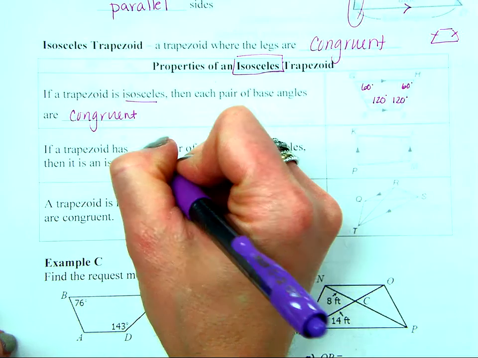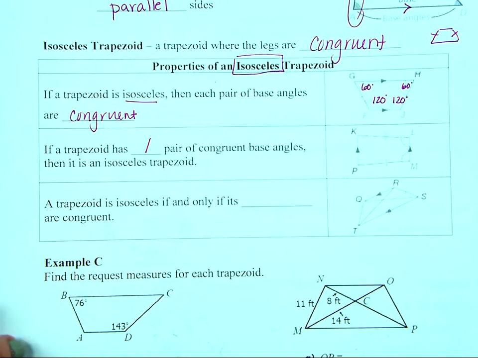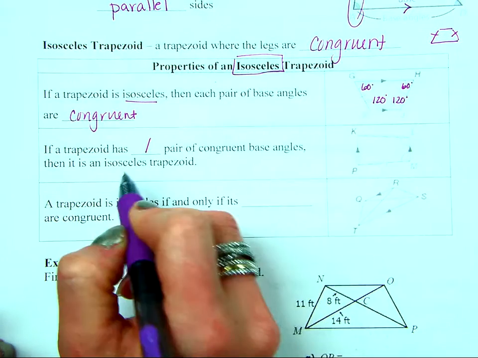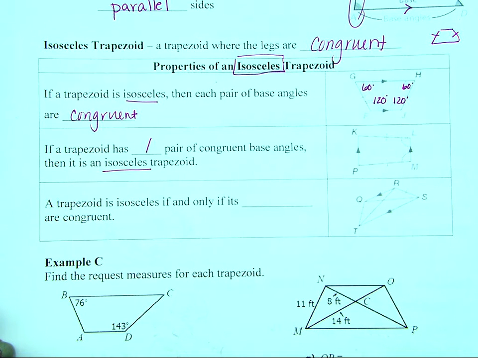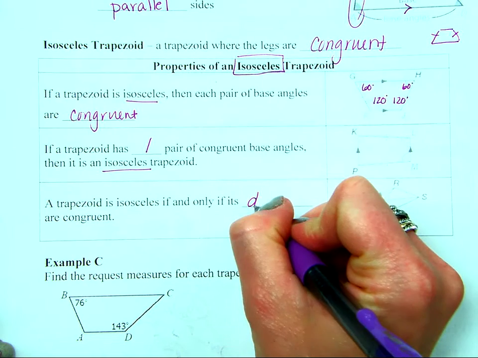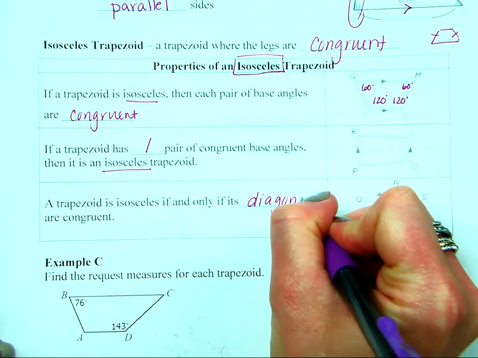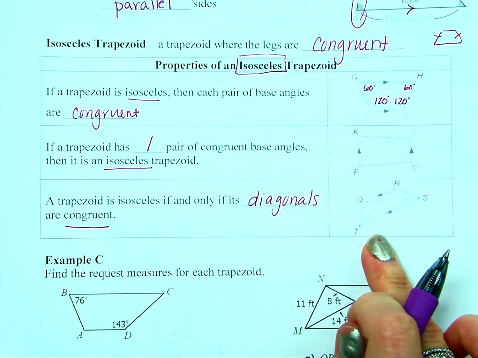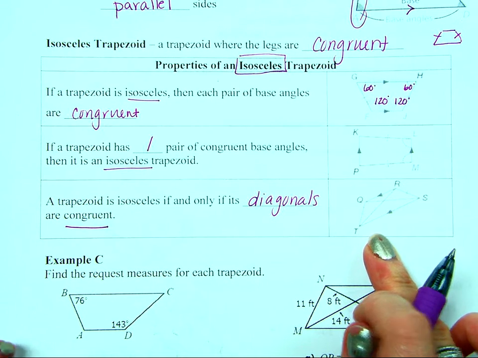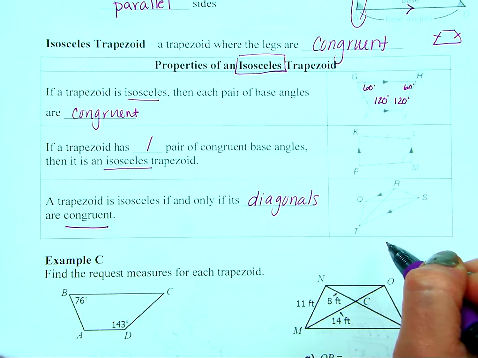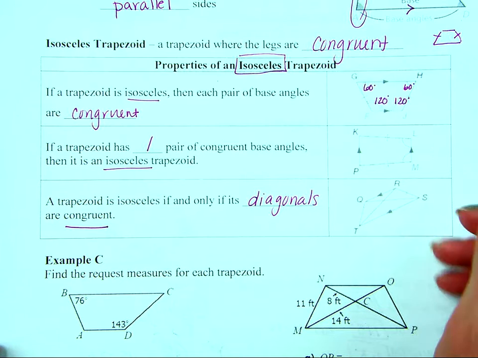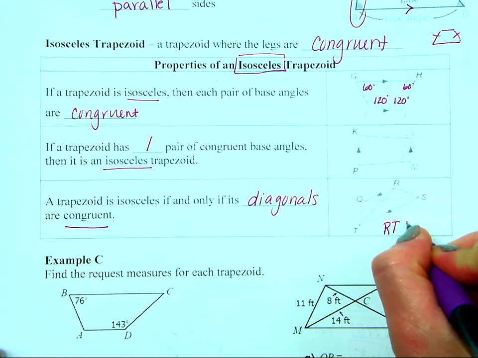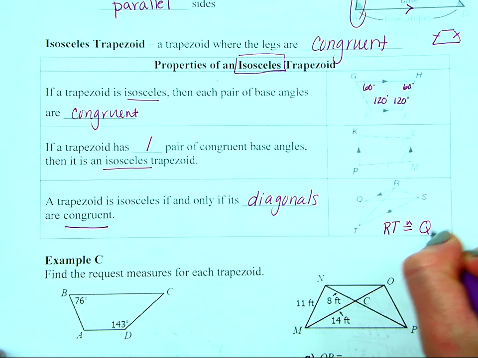If a trapezoid has one pair of congruent base angles, then you can determine that it is isosceles. And finally, a trapezoid is isosceles if and only if its diagonals are congruent. So in my picture here, if I have an isosceles trapezoid, then RT is going to be congruent to QS.